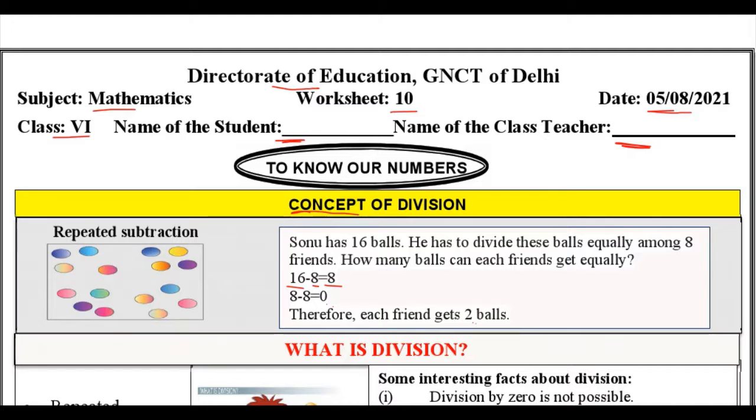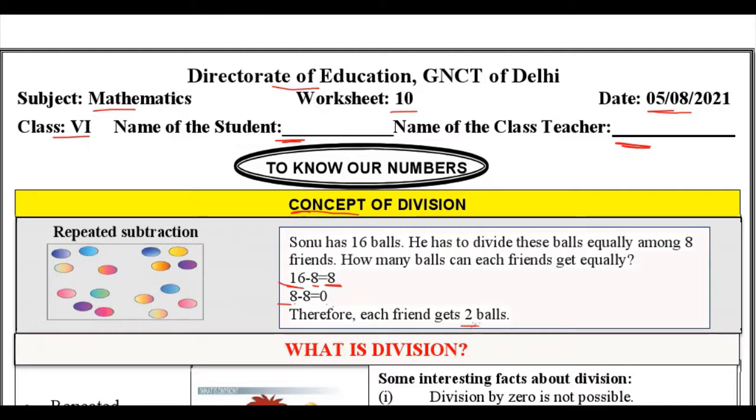2 balls. Okay. So you all can see here, how have we figured the answer? See, 16 is here and he has subtracted 8 from it to get 8. This is the first time he is subtracting. Now from 8 he is subtracting 8 once again, so now he is subtracting a second time. That means 2 times. So now we can figure out that each friend has got 2 balls.